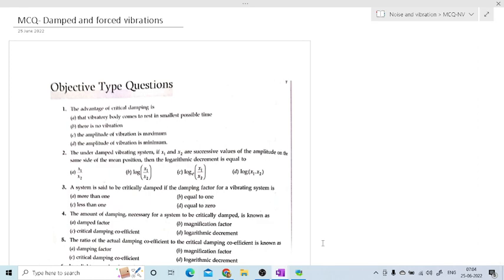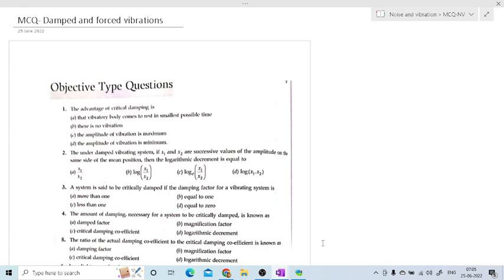So in this session we are going to see the multiple choice questions on damped and forced vibration. See, in last session we have completed the introduction to vibration and undamped vibrations. Now we move to the next point.